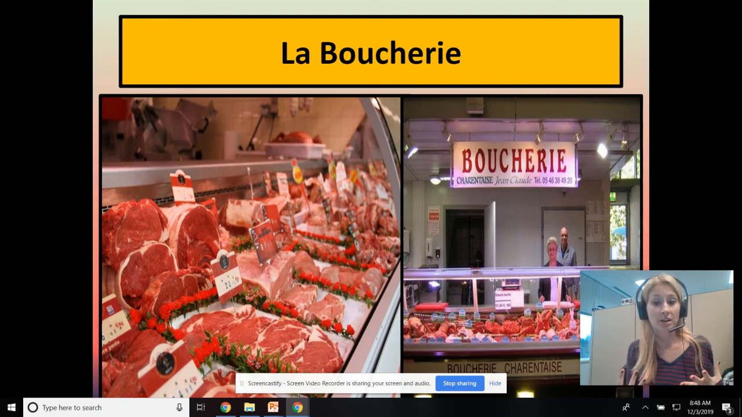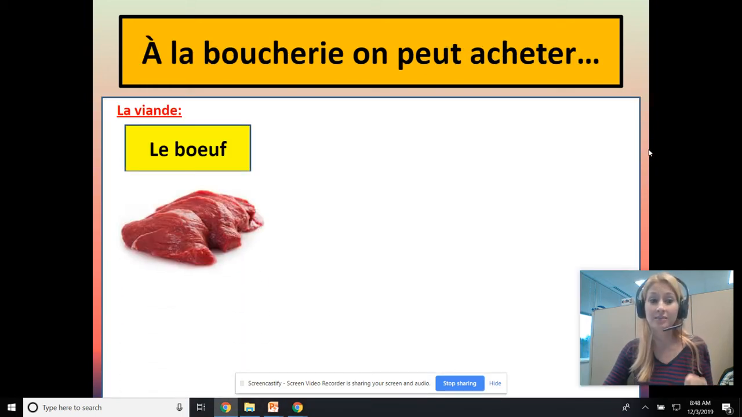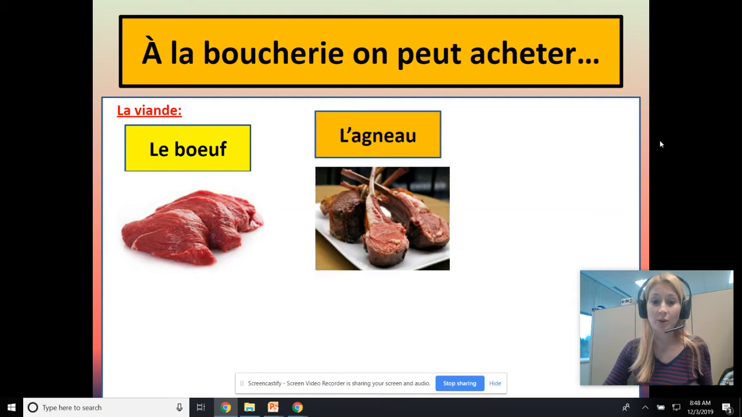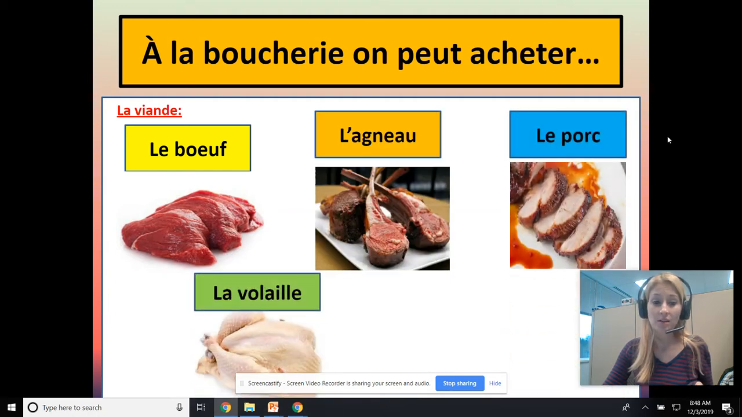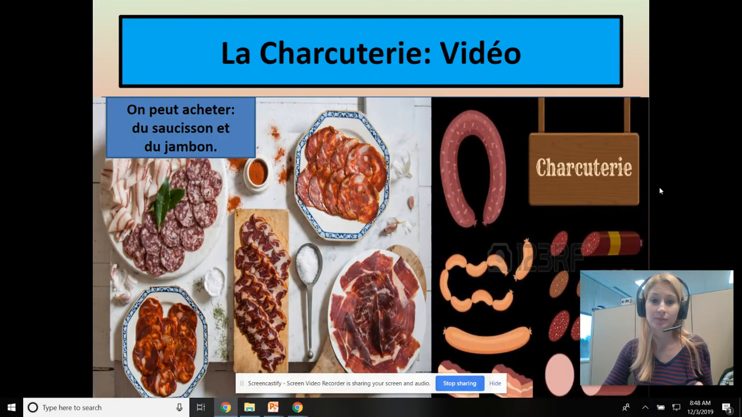Okay, so this is La Boucherie. À la boucherie, on peut acheter la viande, le bœuf, l'agneau, le porc, le volaille, which is the word for poultry, le gibier, et à la charcuterie, on peut acheter du saucisson et du jambon. So the difference between la charcuterie et la boucherie, at the charcuterie, you can buy different types of prepared meats. So that's like sausage and other types of cured meats.